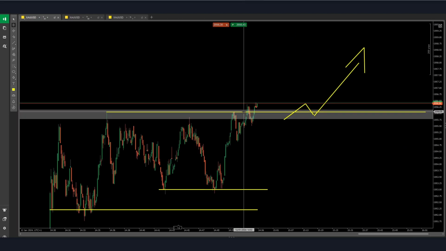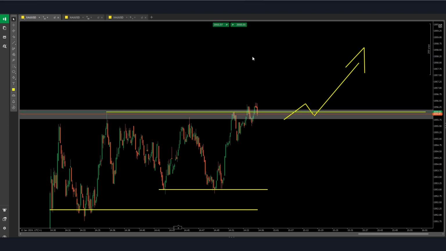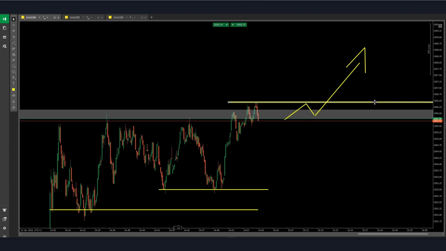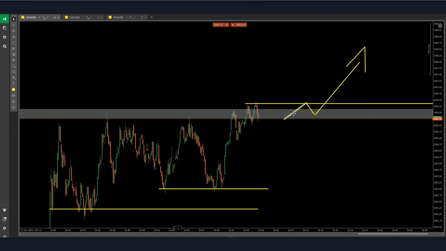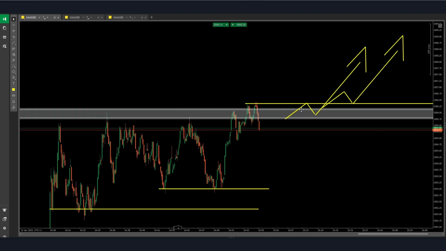For now, this entry would have been too rushed. And let's see now, I would love to see a clean breakout candle above this high, confirming that we are indeed going to push.